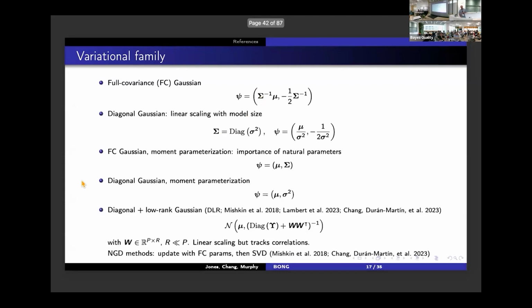And then finally, the representation that actually turns out to be the most effective is this diagonal plus low rank Gaussian, which has been used in a few other papers, including one of our group recently, and was first done in BLR in the SLANG algorithm, which is this paper here. Where you write the precision as a sum of a diagonal matrix and a low rank matrix, an outer product, where W is some P by R matrix, where R is some much smaller number, 10, for example, whereas P is in the millions.